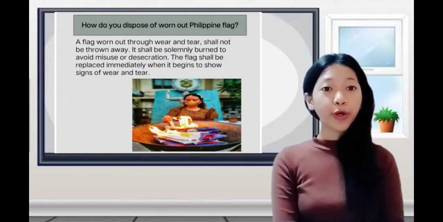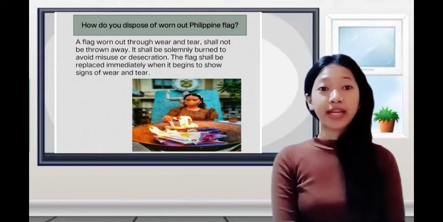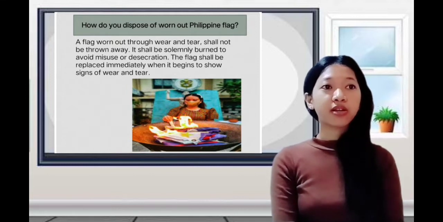So let's start. How do we dispose of a worn-out Philippine flag? A flag worn out through wear and tear shall not be thrown away. Di siya ilabay. It shall be solemnly burned to avoid misuse or desecration. The flag shall be replaced immediately when it begins to show signs of wear and tear.